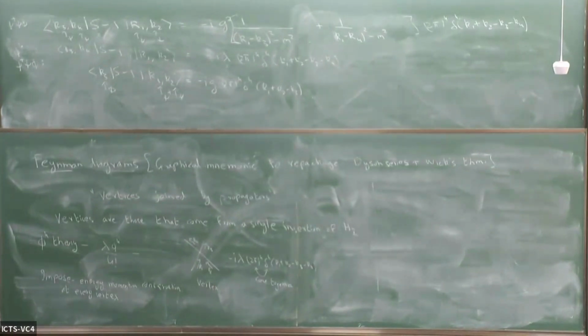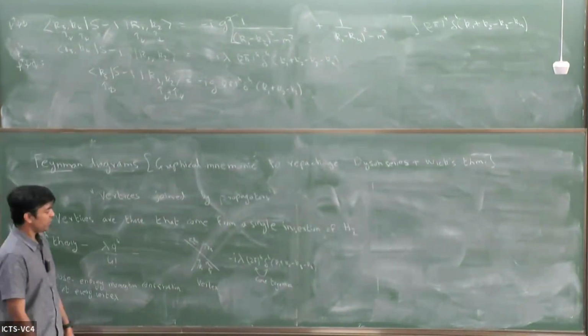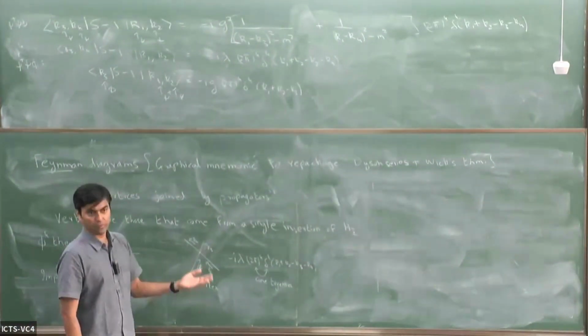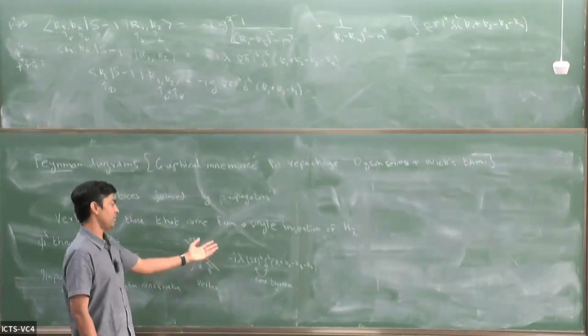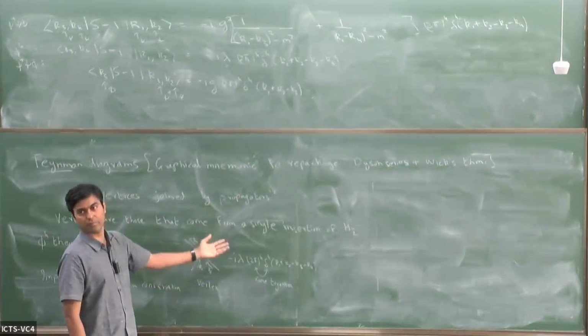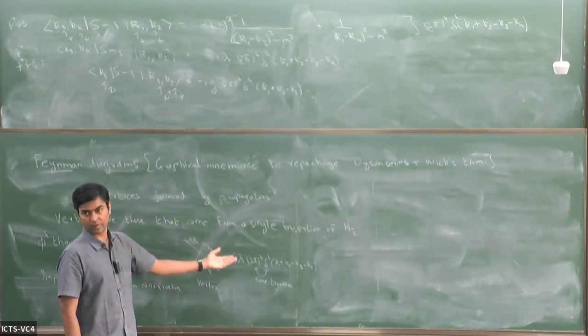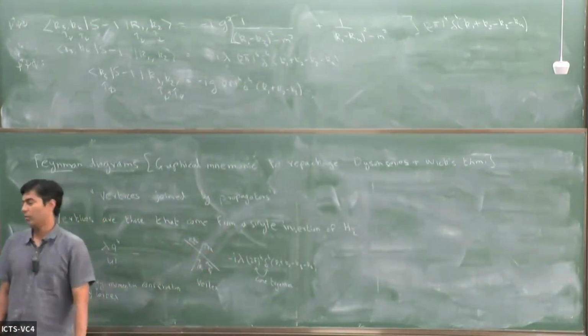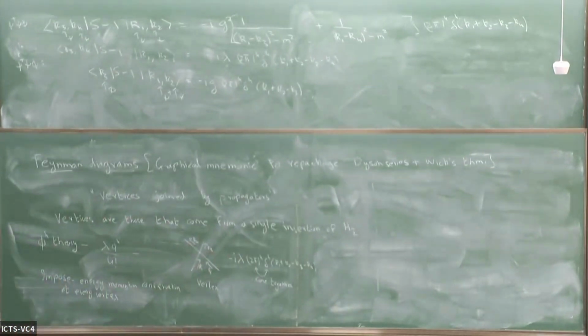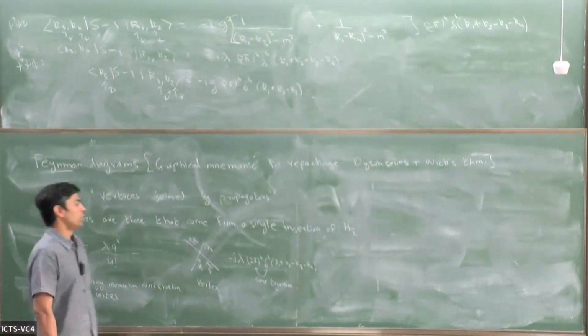Now, in fact, there's a way to do Feynman diagrams also in position space. But it's much easier to work in momentum space because it's much easier to impose energy momentum conservation at every vertex. Okay, good. Any questions about this?